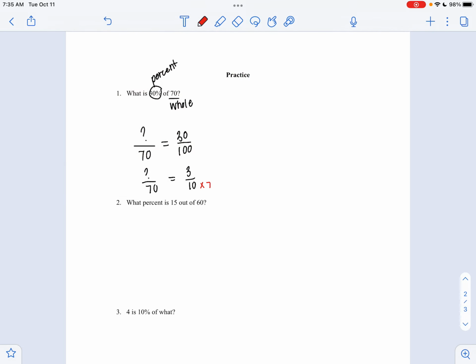Now I can see that 10 times 7 is 70, and 3 times 7 gives me my missing number of 21, which is my part.